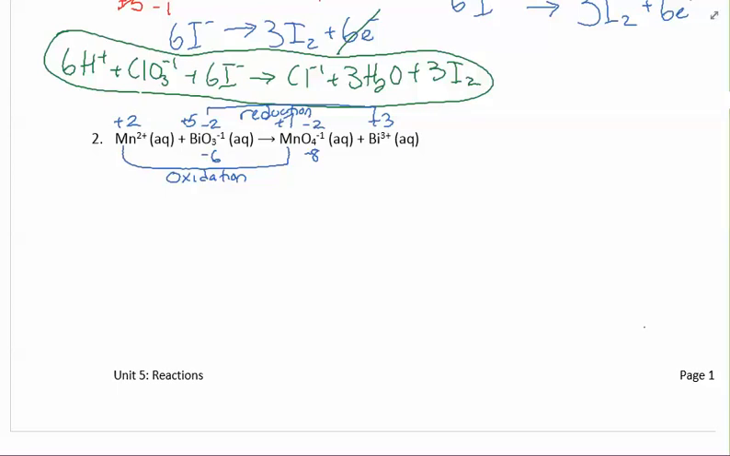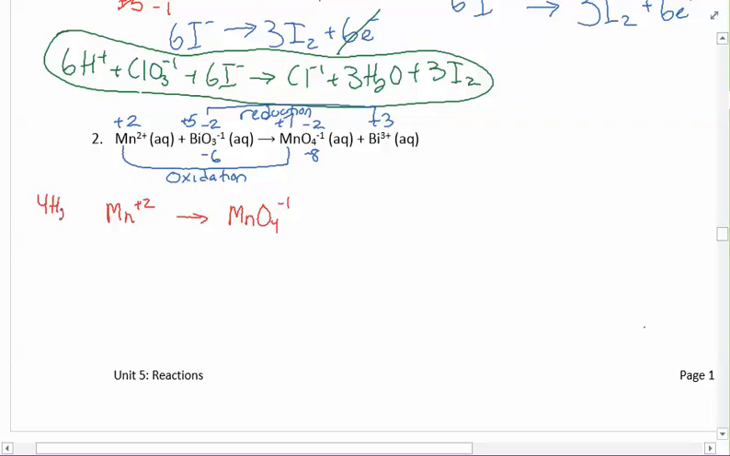Okay. So we're going to split it up. I'm going to have Mn plus 2 going to MnO4 minus 1. Everything but O's and H's are balanced. That's the first step, which they are. Mn is balanced on both sides. Then I'm going to balance the oxygens using water. So I'm going to add 4 waters to the reactant side. That balances my oxygen. Then I'm going to add 8 hydrogens to the product side. Now my hydrogens are balanced.